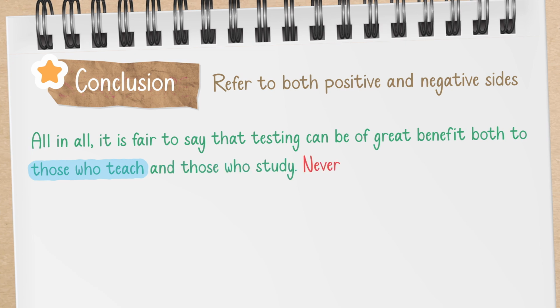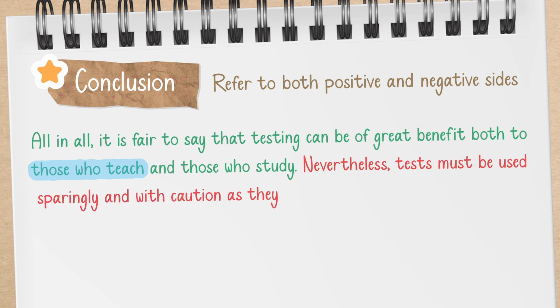Nevertheless, tests must be used sparingly and with caution, as they can at times be both damaging and unjust. So this second sentence refers to the negative points that I mentioned again in the thesis statement. Now, as you can see in the thesis statement, we had the same structure. We first referred to positive points. We said that, all right, there are some positive points and then negative points. And I did the same here in conclusion. First, the positive points and then the negative points.